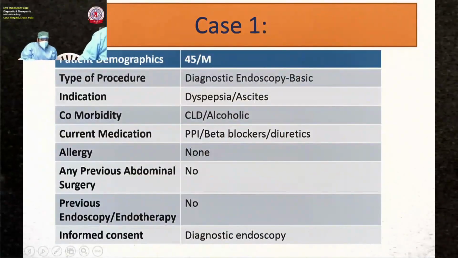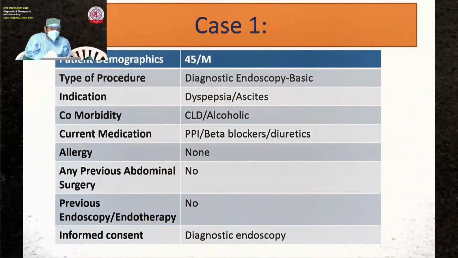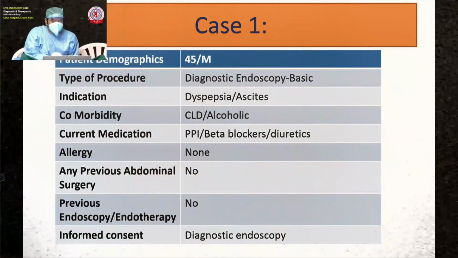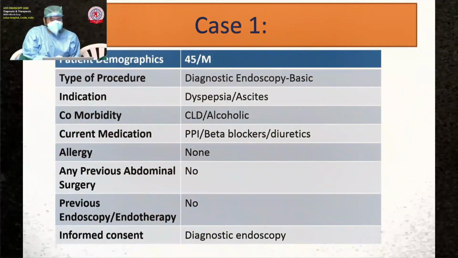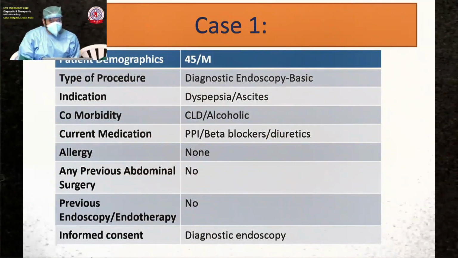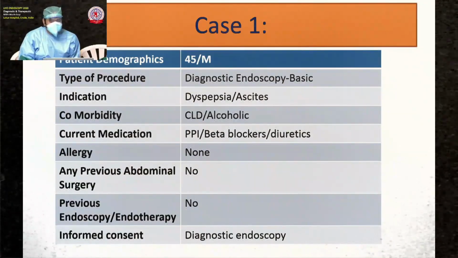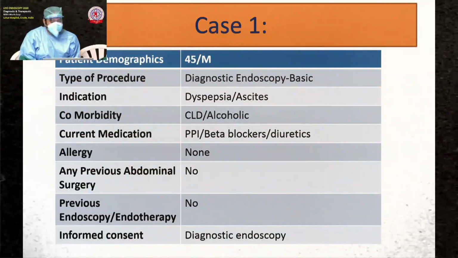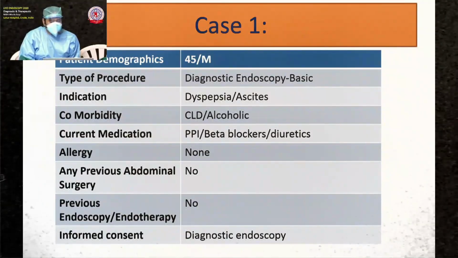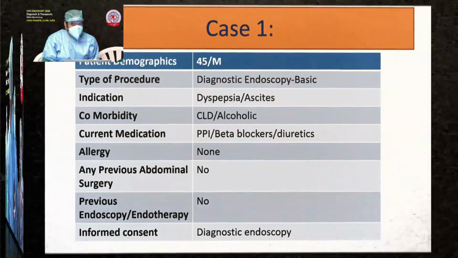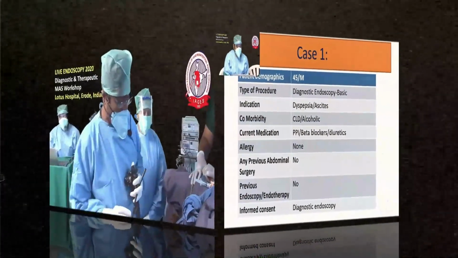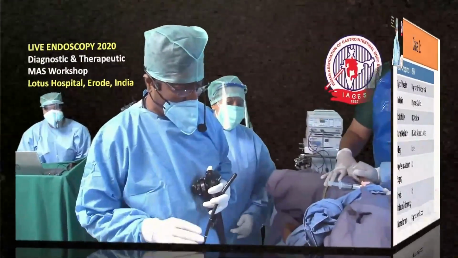So, this is a 45-year-old male patient. He came for a diagnostic endoscopic procedure. The indication is dyspepsia and ascites. The comorbidity is chronic liver disease, and the patient is a chronic alcoholic. He is currently on beta blockers, proton pump inhibitors and diuretics. He has no allergy and no surgeries. We are going to do the diagnostic endoscopy.